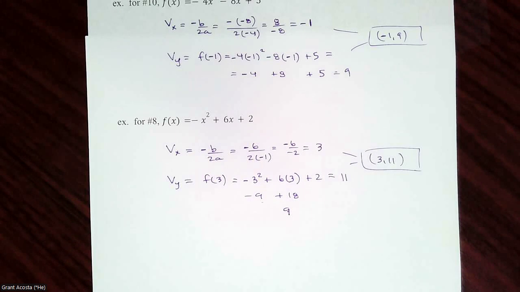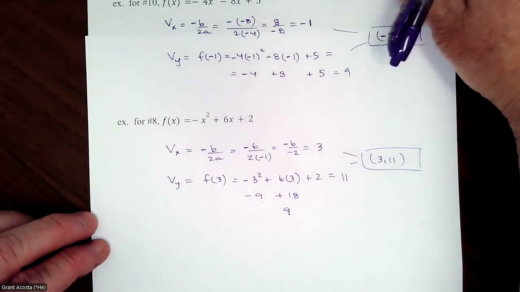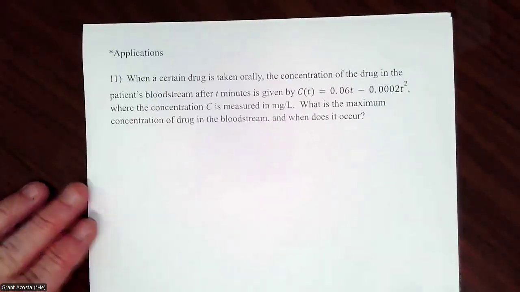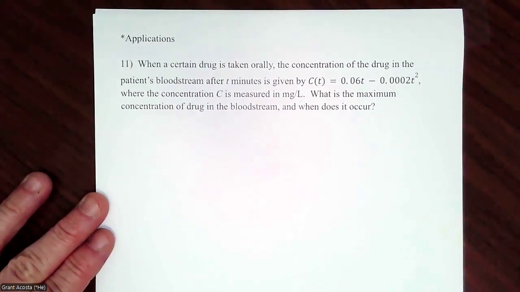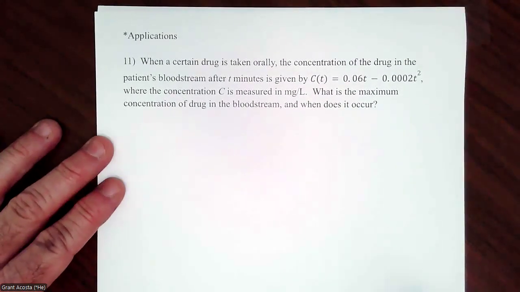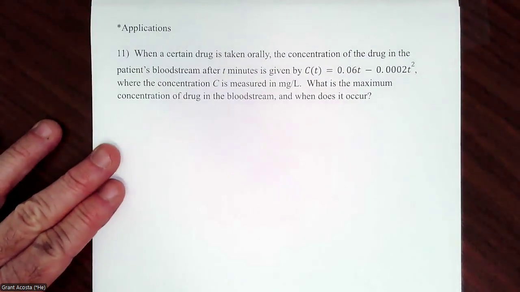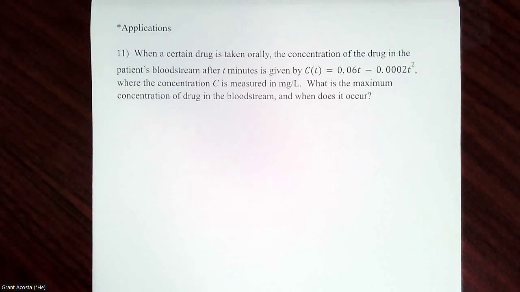So pretty handy. -b over 2a is good. I still want you to know how to complete the square, though, because it is such an important thing to know. So you should have both of those techniques for finding the vertex. It's not bad to know 2 ways to find the vertex, is it? Okay, here we go. Another word problem here.